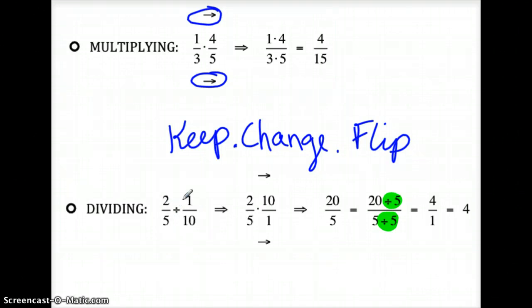If I look at my first initial problem, compared to my first step, keep represents the 2/5. I kept the 2/5. Change, I changed division to multiplication. Flip, I took the second fraction and I flipped it, okay? I made the 10 on top and the 1 on the bottom. So keep the first, change to multiplication, flip the second fraction. And then it turns into multiplication like above, like we've been doing a lot already, okay?